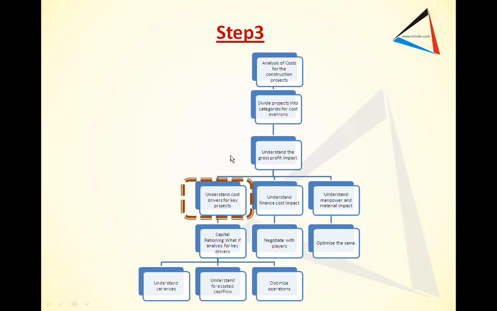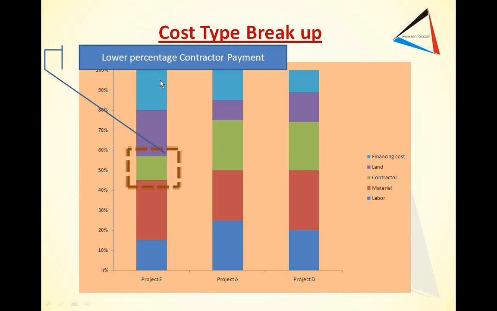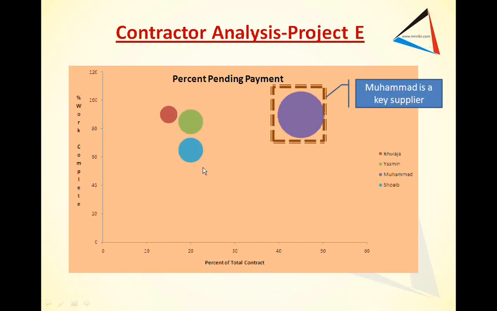And understand the key cost drivers for key projects. We have taken project T, project A, and project D, and we have looked at the percentage distribution. If you look at this particular graph, you find that the contractor payments for project E are significantly lower than those of projects A and D. So we decided to investigate further. We are looking at the percentage of total contract. The percentage of work complete for most of these contracts for project E was on the higher end. It was closer to 95%.